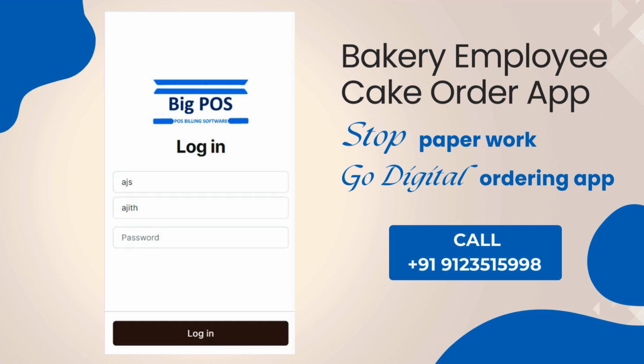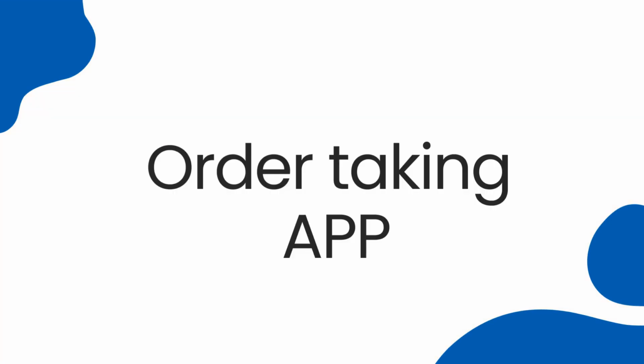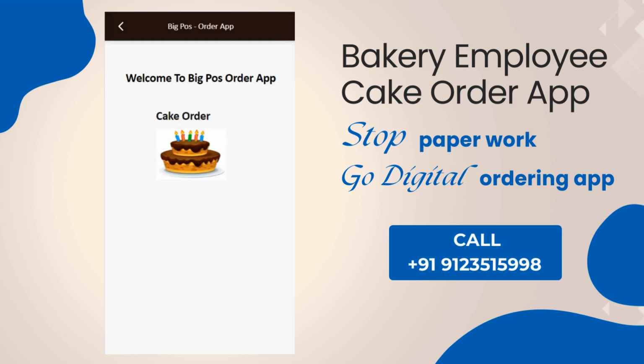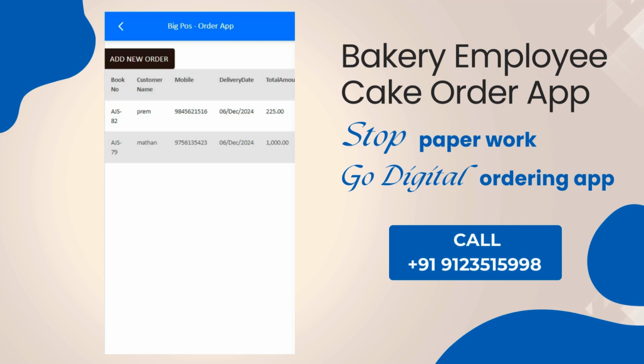Now let's start with the app and see how it looks. I use the username and password for my app and click login. For the details of the cake order, this is the option you have to click. Once you enter, it will first start with the list of the orders that have been placed previously. You can see the customer name, mobile number, delivery date, previous and upcoming dates, and the total amount. Now we can click for new orders when you want to place one.